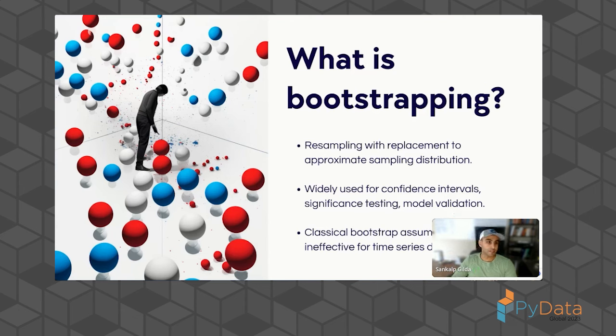Well, the library is called tsbootstrap, so it stands to reason we should start with understanding what bootstrapping is. I'm sure everyone here already knows, but just as a quick refresher, bootstrapping refers to resampling your dataset with replacement to approximate the unknown sampling distribution. It's commonly used for obtaining confidence intervals, for model validation, for hypothesis testing. Classical bootstrap assumes IID data, which, as I explained earlier, is ineffective for time series data.